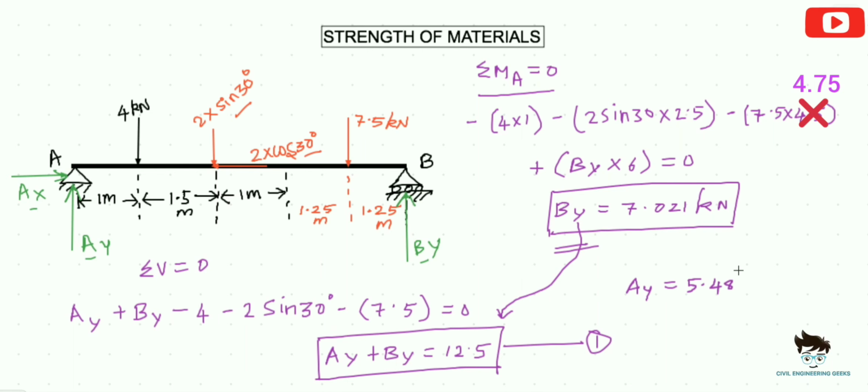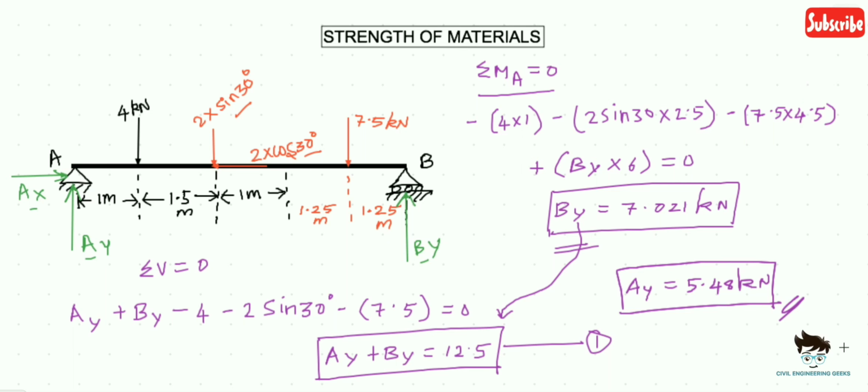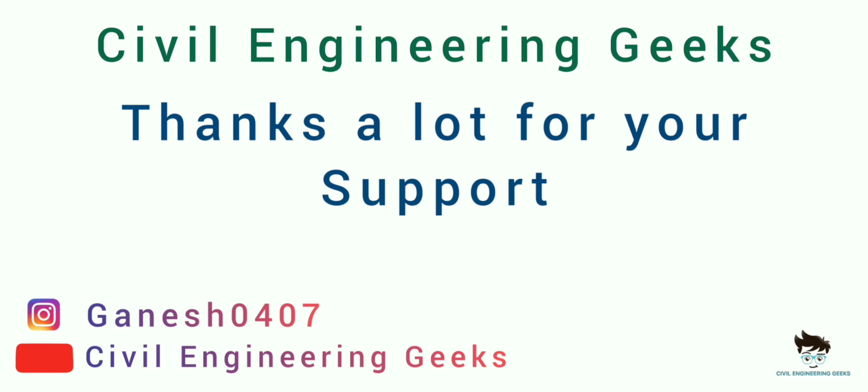Here notice that both BY and AY are having positive values. Therefore, the assumed directions for BY and AY are also correct. Hence, we got all the reactions for the beam. We got AX, AY and BY. That's the information I wanted to give you in this video.